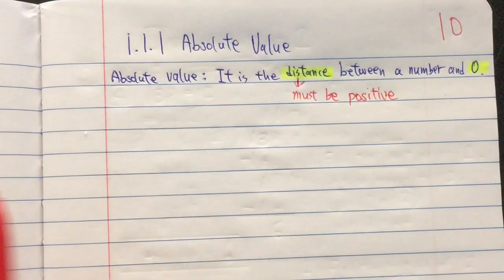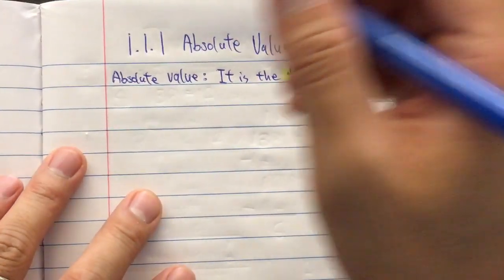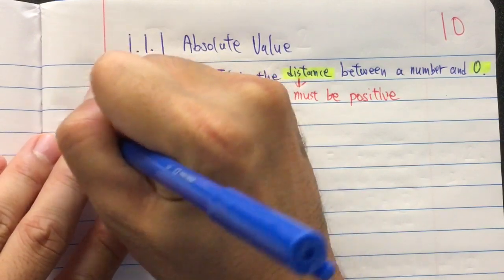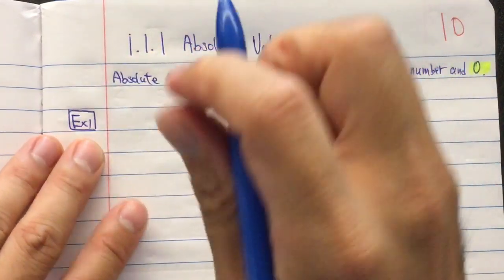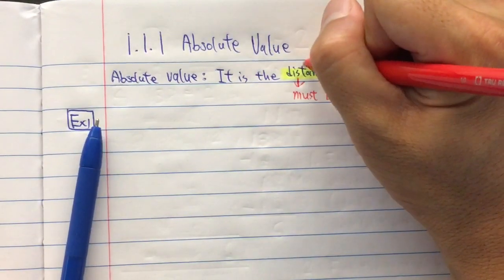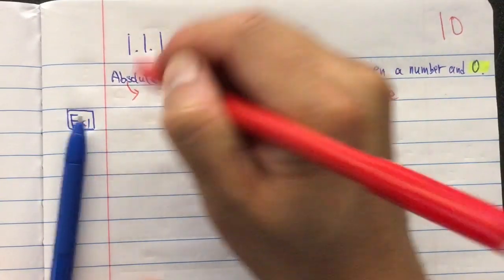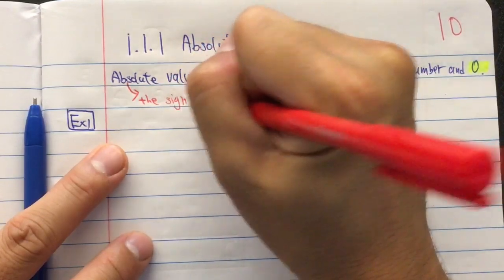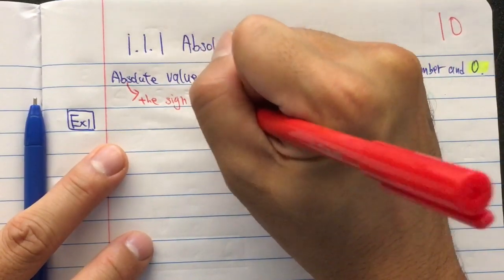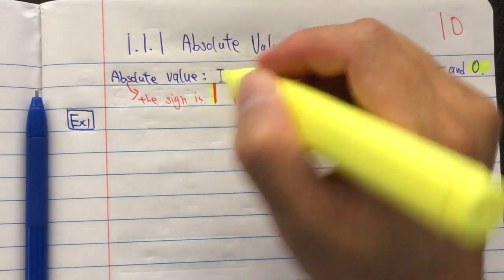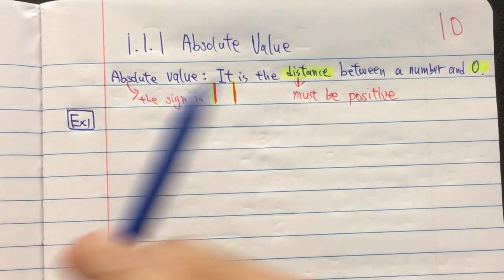So now let's see question one, example one. Oh, by the way, the sign is this. The sign is two long lines. This means absolute value. So I want you to highlight it. Highlight. Okay.